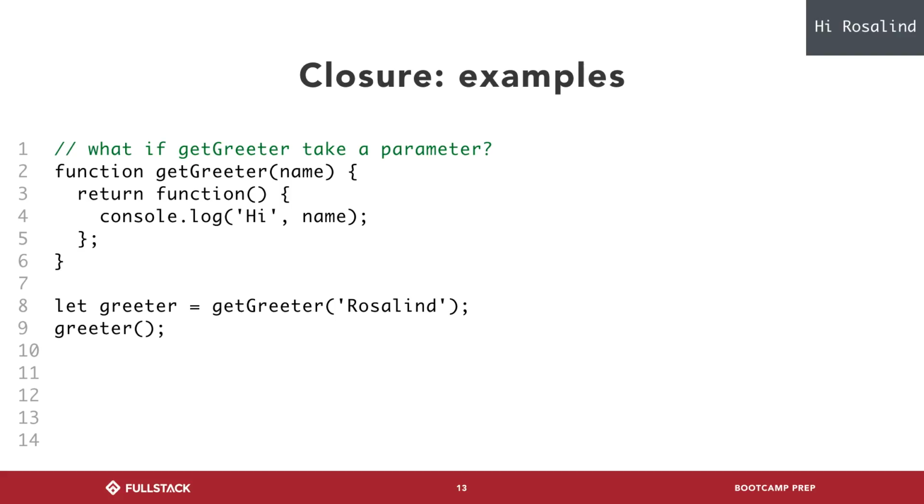This slide is almost identical in some ways, right? Like getGreeter, we're returning a function here, except now we're saying hi name. Name happens to be a parameter. That's totally fine, right? Parameters are just variables too. So therefore, no matter where we use this greeter function, we will always have access to this particular name variable. Okay.